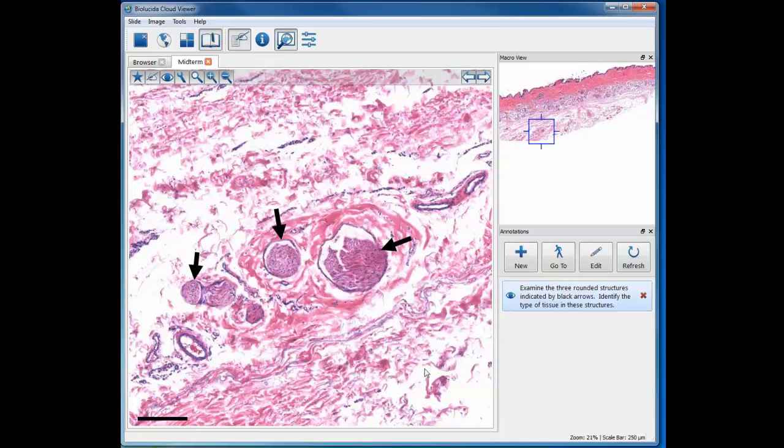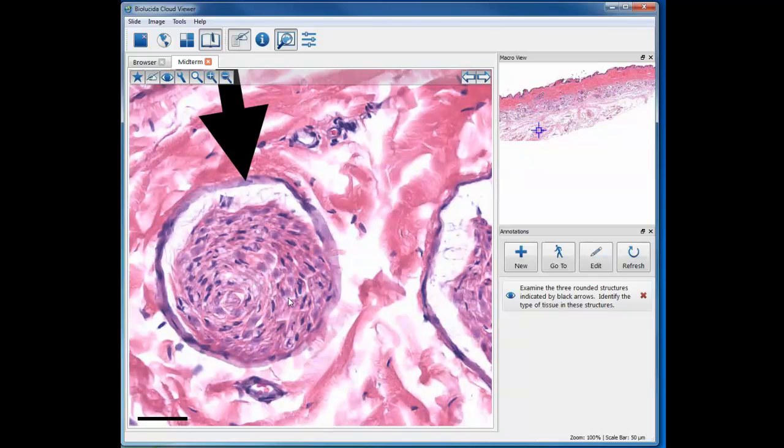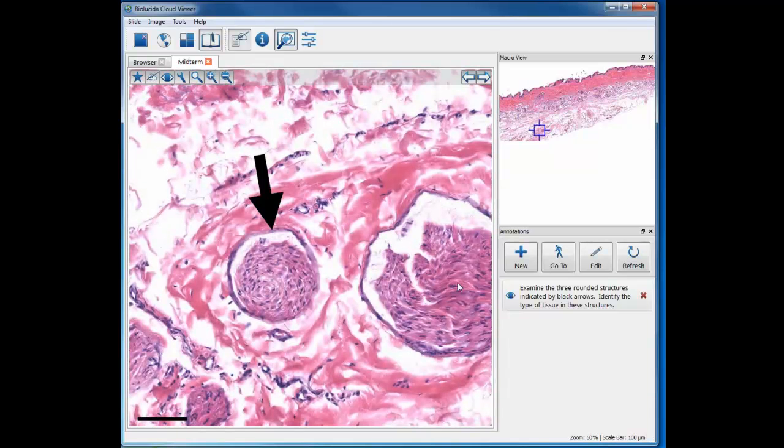Now, this question, we ask you to identify the type of tissue in these three structures. Well, actually, what we wanted was peripheral nerve tissue within these structures, and an expert histologist would recognize that this is nerve tissue just from the pattern of the cells located in here.